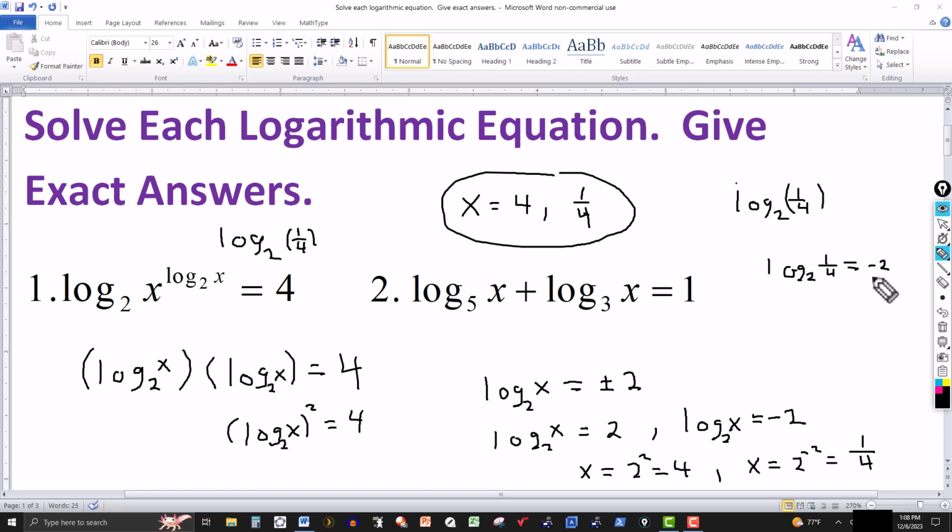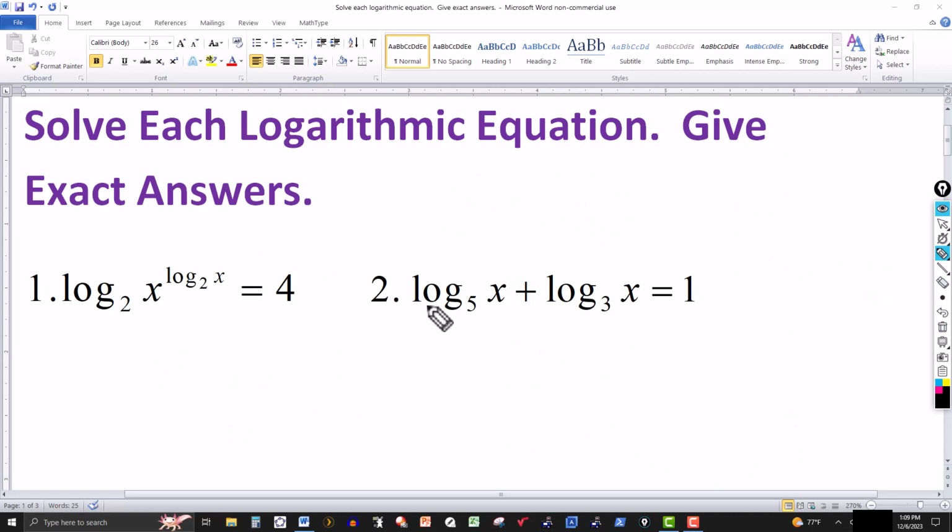It would have to be negative 2. So I put a negative 2 here. 1/4 to the negative 2 power will give me 16. The log of 16 to base 2 does equal 4, which is what we have over here. So that one checks. So the answer does work out here, x equal to 4 or 1/4.